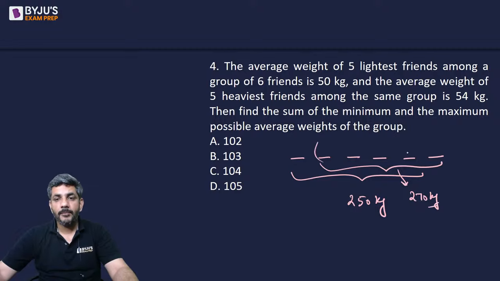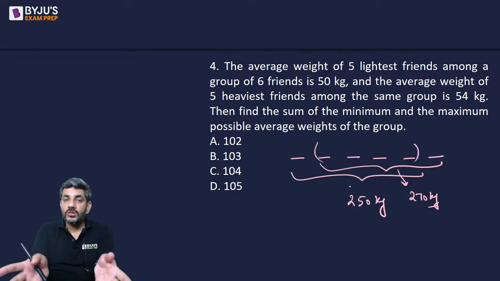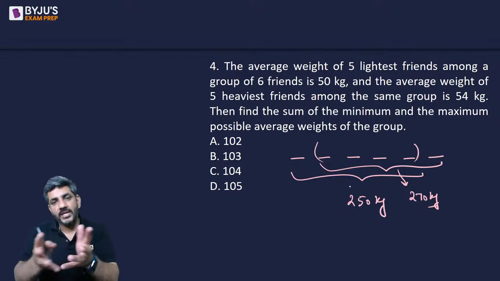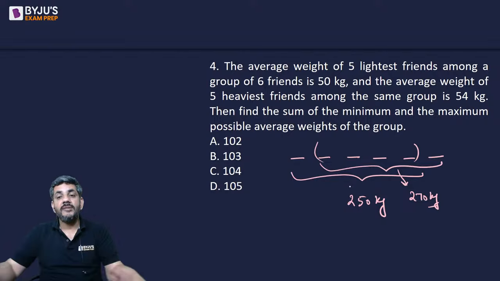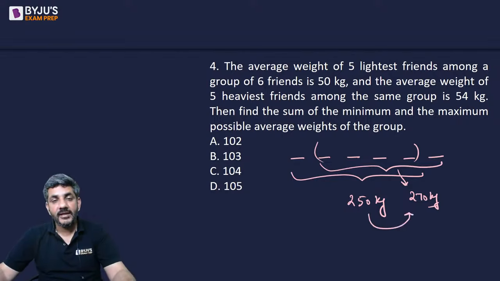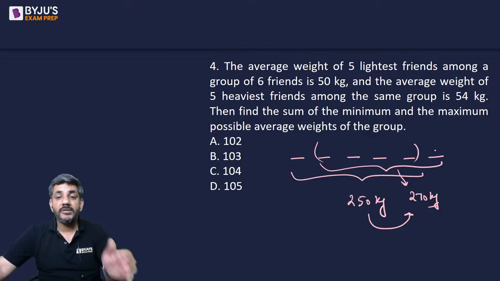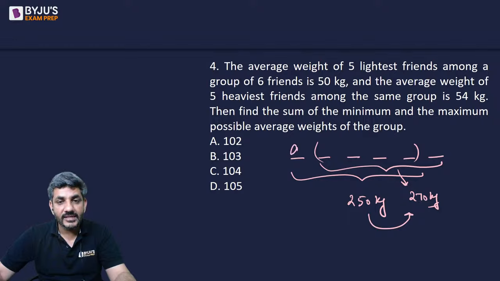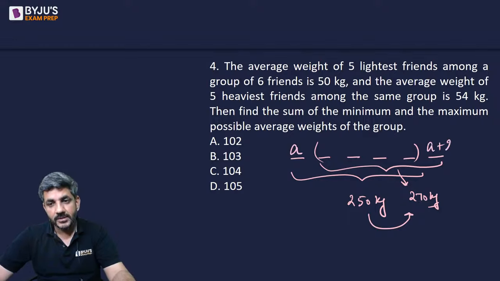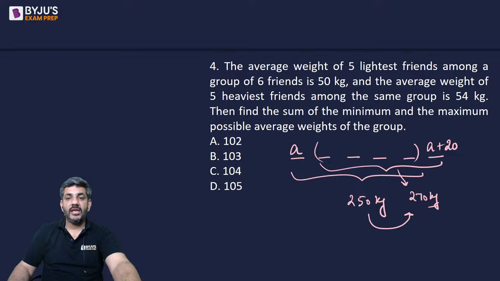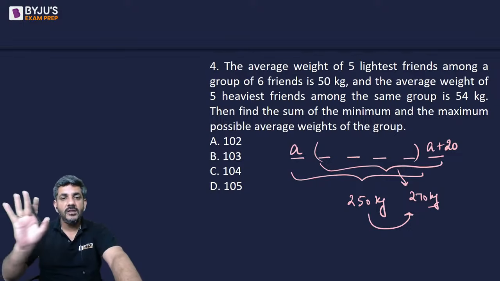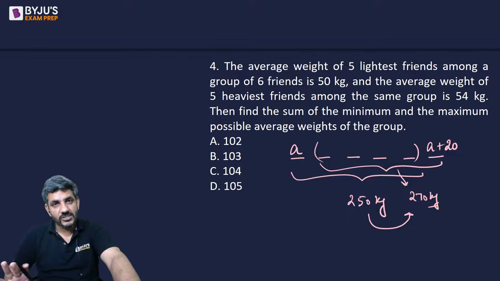Now these 4 people are common in both the sums. These four people are included in the 250 kg, and these four are also included in the 270. So ultimately the increase of 20 is because of this number replaced with this number. That means the heaviest person must be 20 more than the lightest person. I hope you all got my point.